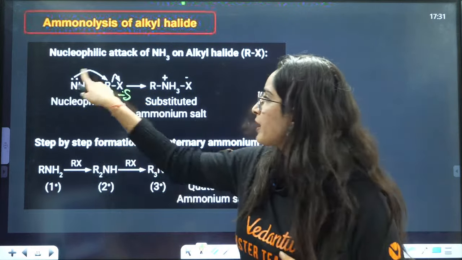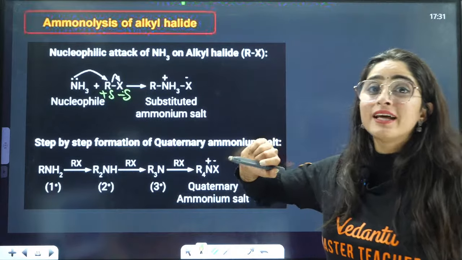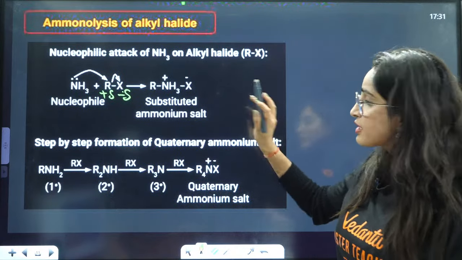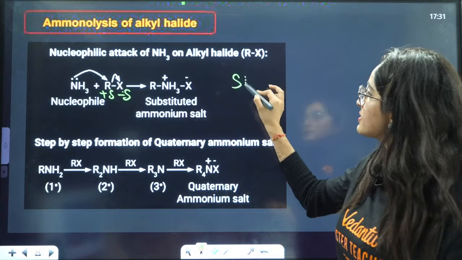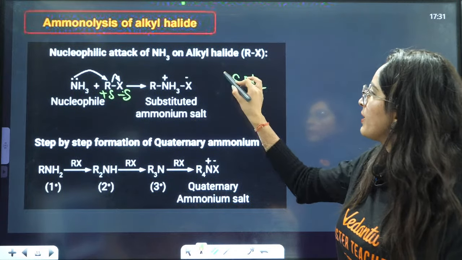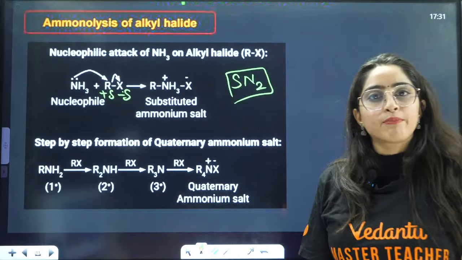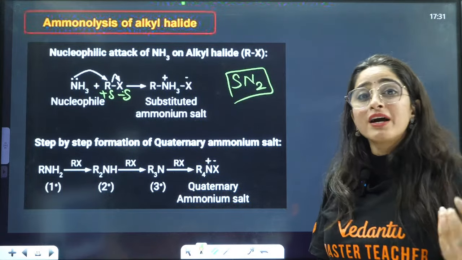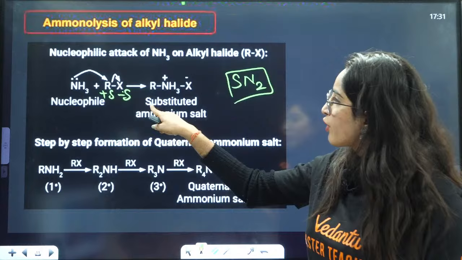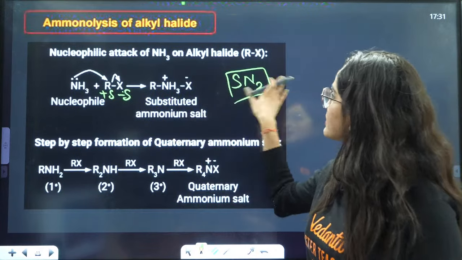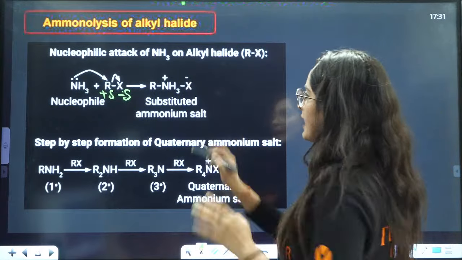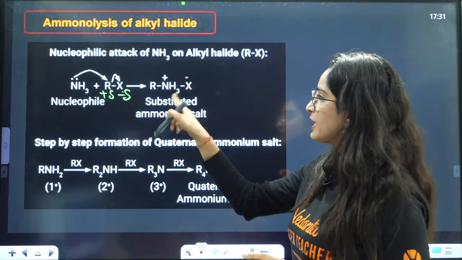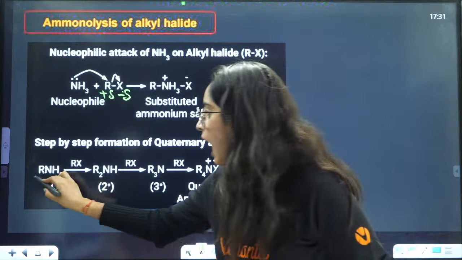Hence, this lone pair will attack here, and there is no formation of carbocation here, so this is the SN2 mechanism, where a transition state is formed, and from that you have the formation of a substituted ammonium salt. After this X will leave, HX will leave, and you will have the formation of RNH2.